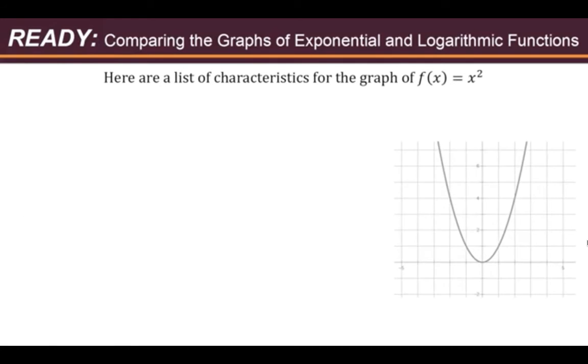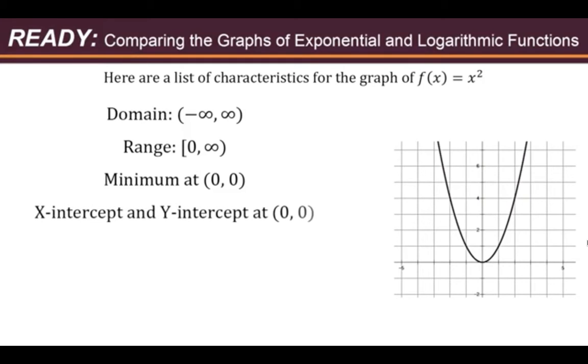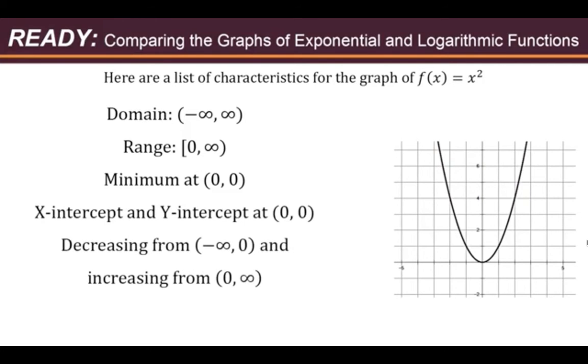For example, here is a list of characteristics for the graph of f of x equals x squared. The domain is negative infinity to infinity. The range is 0 to infinity. The minimum is at (0, 0). The x-intercept and y-intercept are also at (0, 0). The graph is decreasing from negative infinity to 0 and increasing from 0 to infinity, and there are no asymptotes.